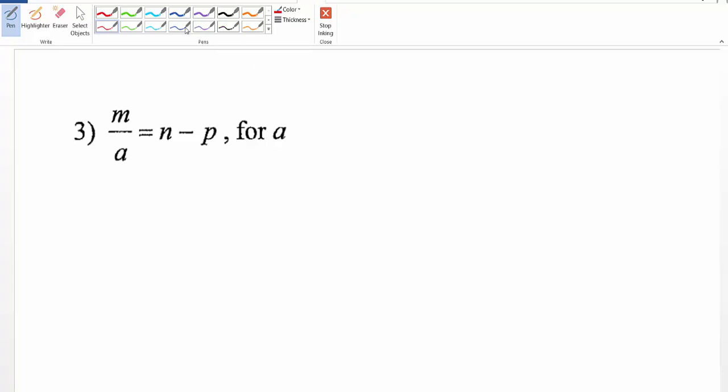Here we are at example three from our 0.4 set of notes. We're asked to solve for this variable a. Well, in order to get a all by himself, because we don't like fractions at all, we're going to multiply both sides by the LCM. And in this case, really the only fraction we have to worry about is this one right here. So our LCM is a, and that's exactly what we're going to go ahead and multiply on both sides.